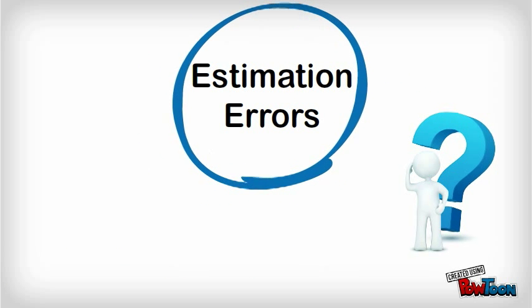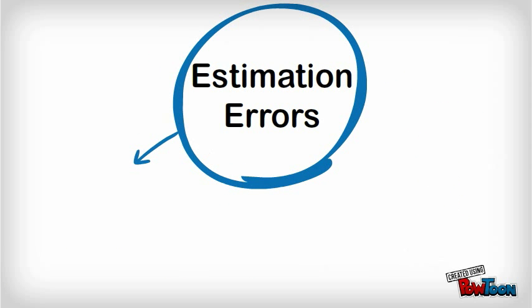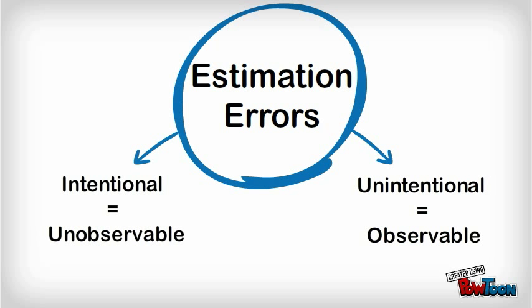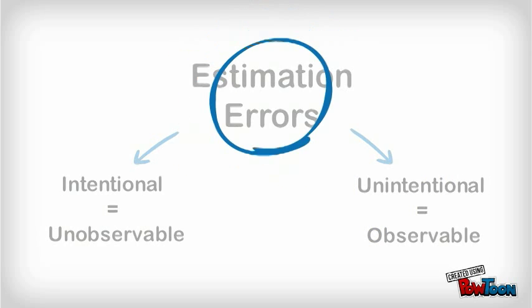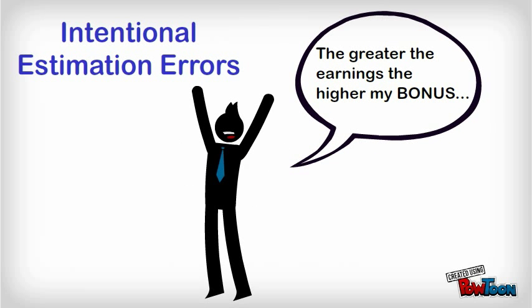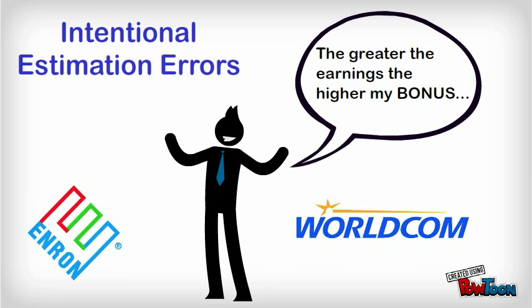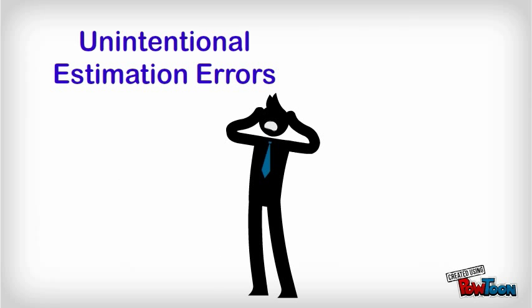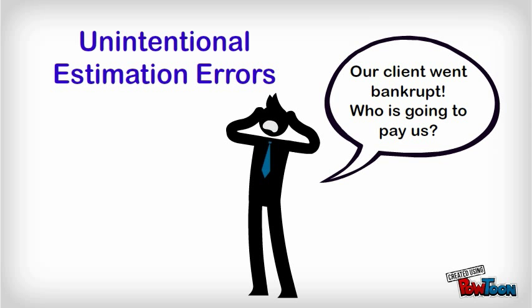How can estimation errors originate? First, there are intentional estimation errors, which are unobservable, and second, there are unintentional estimation errors, which are observable. Intentional estimation errors are the result of manipulation of accounting numbers. Recall the accounting scandals like Enron or WorldCom. Unintentional errors are the result of the uncertainties in the estimation process. An example would be the already mentioned collectibility of accounts receivable after the bankruptcy of a client.